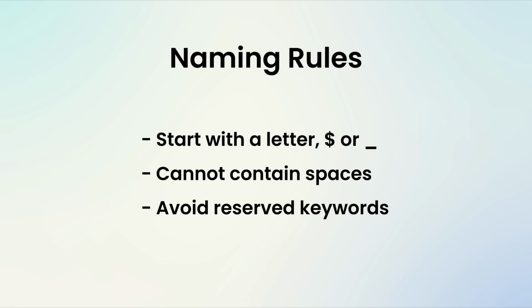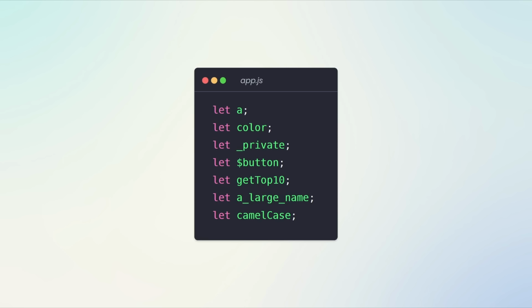Number 3, avoid reserved keywords. Keywords like const, function, or class are reserved for specific purposes in JavaScript, and they cannot be used for variable names, because they will change the meaning of the code. Here are some examples of valid variable names: let a, color, _private, $button, getsTop10, and so on.